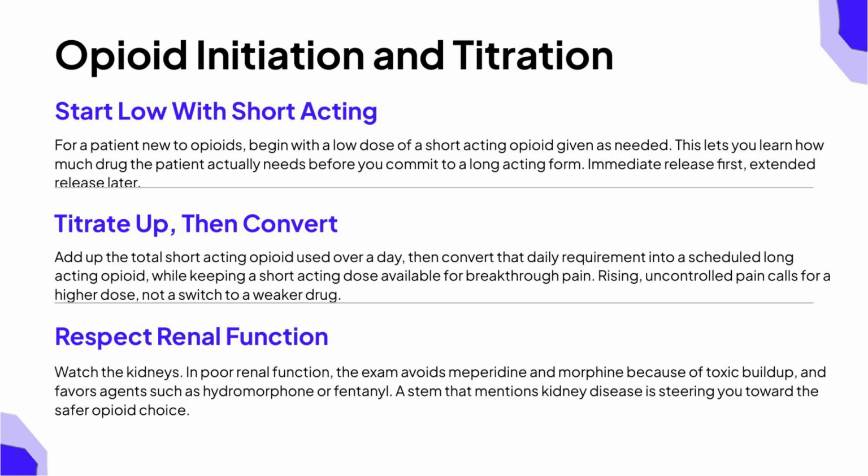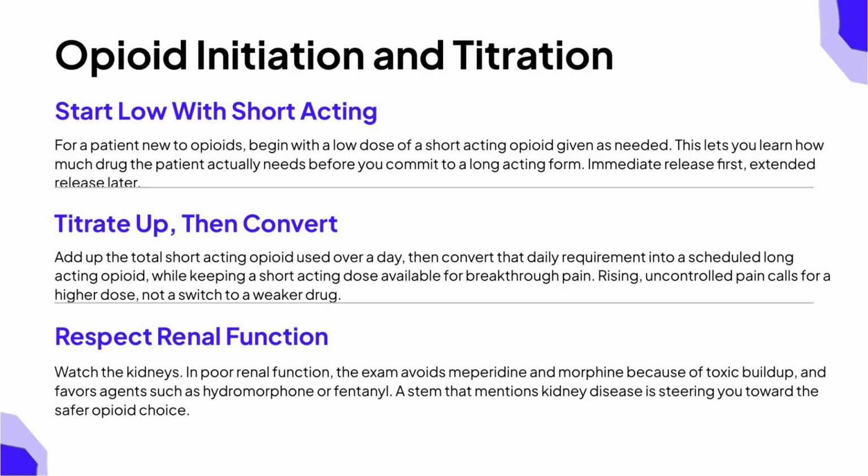Second, titrate up, then convert. Add up the total short-acting opioid used over a day, convert that daily requirement into a scheduled long-acting opioid, and keep a short-acting dose available for breakthrough pain. Rising pain calls for a higher dose, not a switch to a weaker drug.